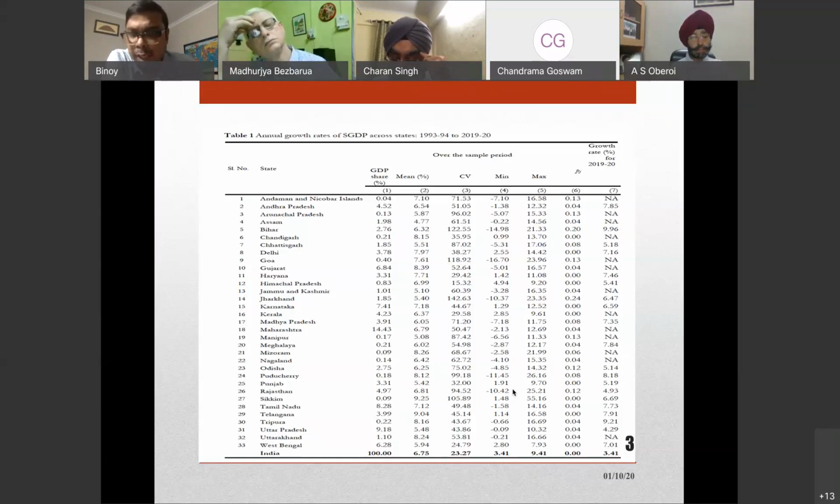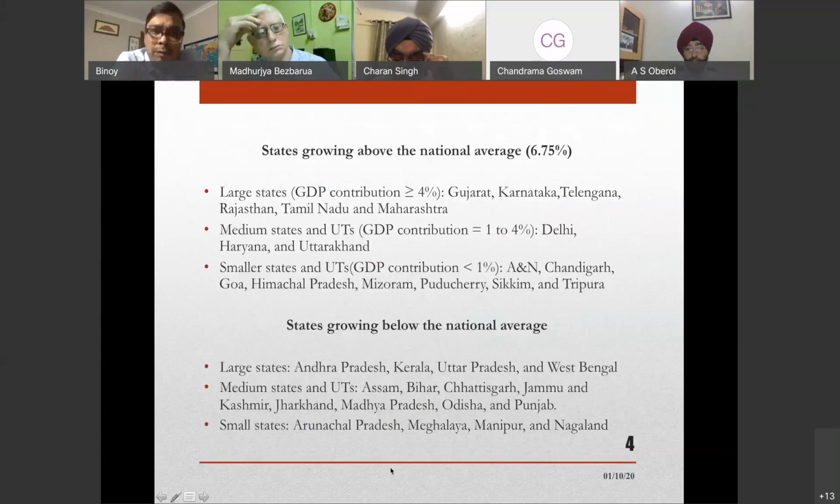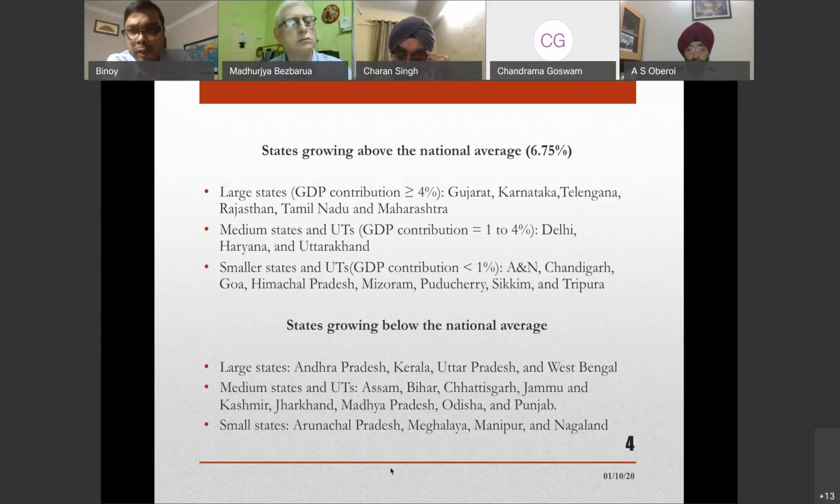But as you can see, for many states, the 2019-20 growth figure is not available. So we would largely ignore that column. In terms of the growth performance, first we look at the size of the state and their growth performances. We have certain states which were growing above the national average, which was 6.75% during that sample period of 1993-94 to 2019-20. And some of the large states, and we define large states as those which have a contribution of 4% or more to the national GDP.